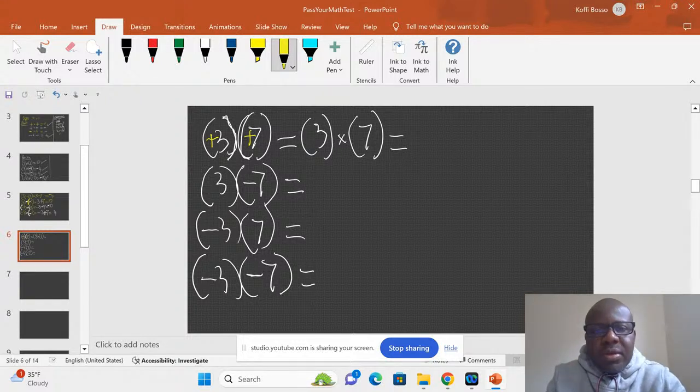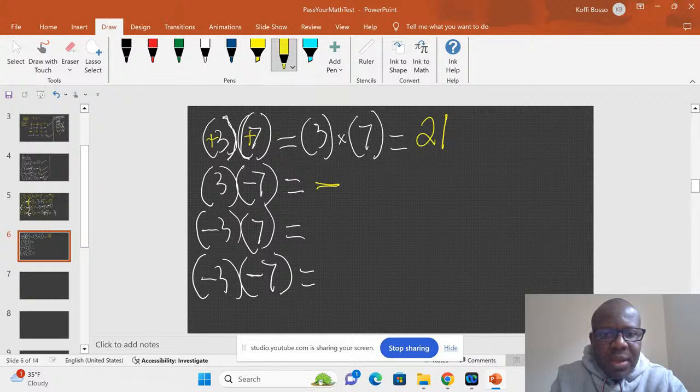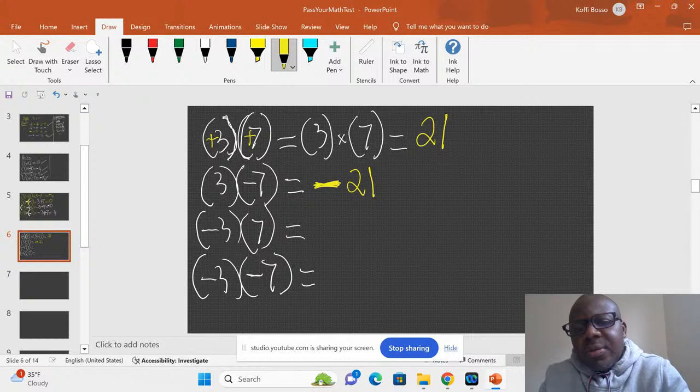Okay, so 3 times 7 is 21. So the answer is positive 21. Now, the second one, I have a 3 which is positive multiplied by negative 7. So positive multiplied by negative, the result will be negative. And now 3 multiplied by 7 is 21. So that is where you have to apply the sign chart. Positive multiplied by negative, or negative multiplied by positive, and so on.